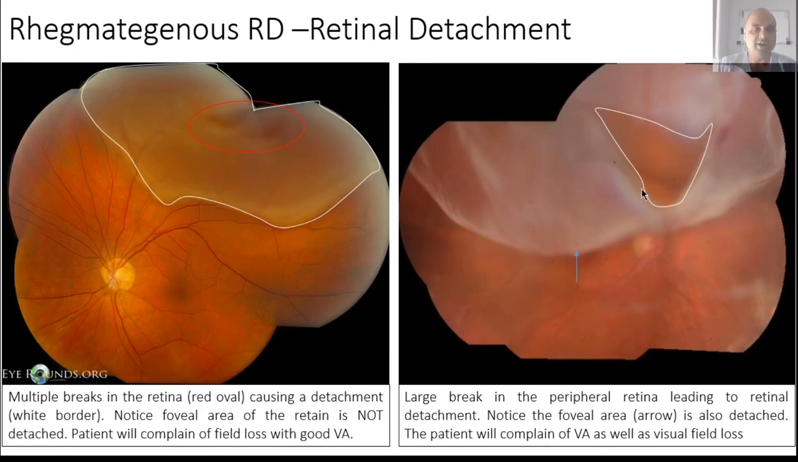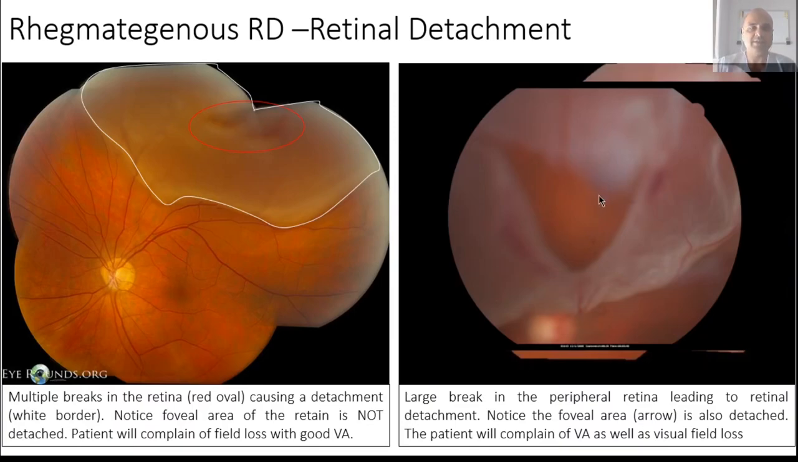This is a rather large break, as outlined by this white area here, leading to a rather large detachment, and the fovea is also detached here, leading to a loss of visual field as well as visual acuity. And again, because this is a superior detachment, he would complain of an inferior field loss together with poor visual acuity. This is a close-up picture of the tear, the break to be more precise, that caused the retinal detachment.